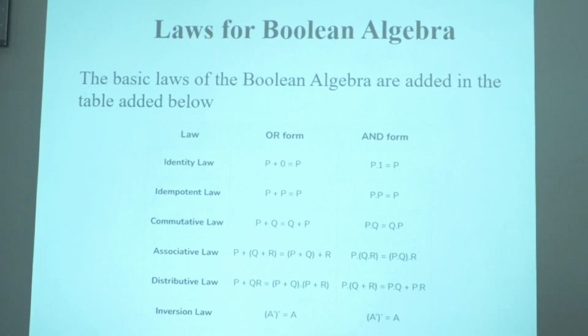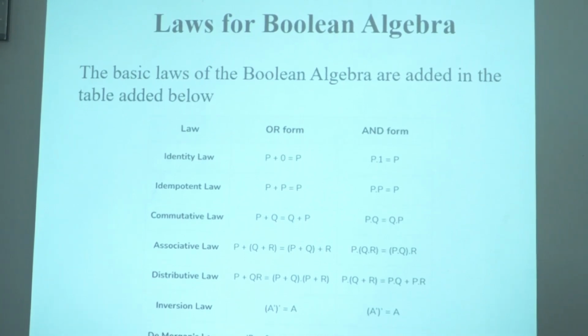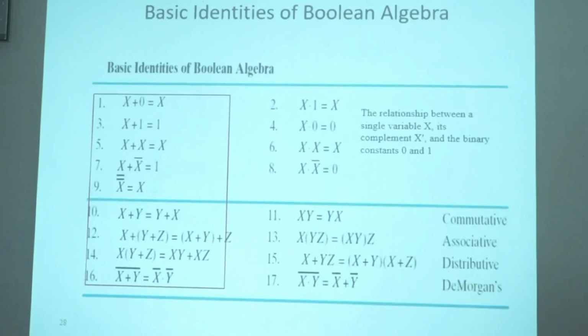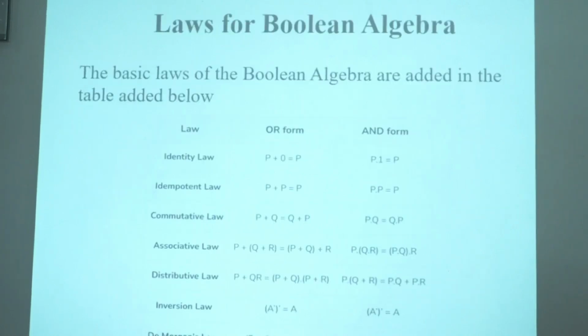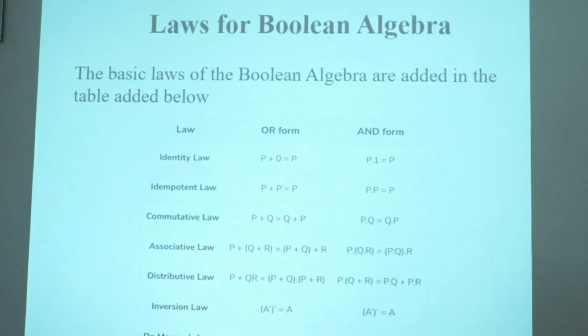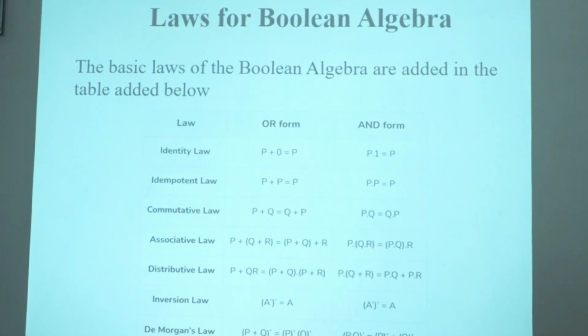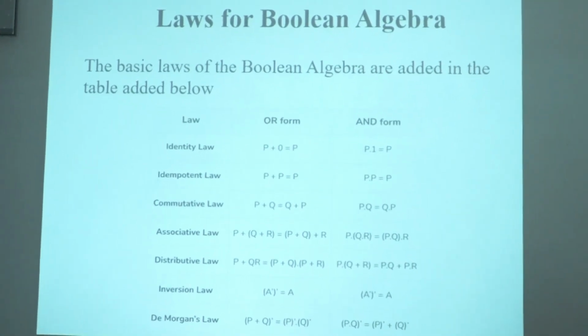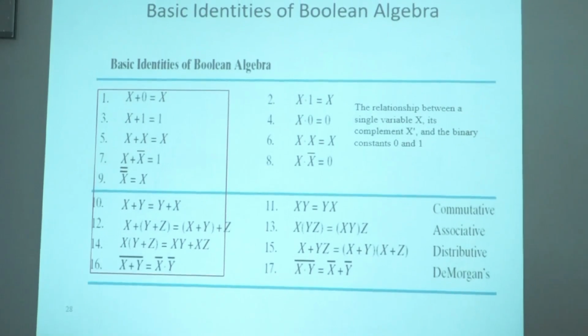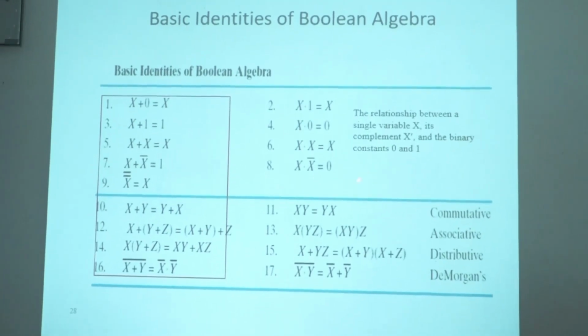Okay, so these are some basic laws of Boolean algebra that I want to focus on today, and we have the first law, which is called the identity law. We are going to discuss all these basic laws of Boolean algebra in two forms: one is the OR form and the other is the AND form. This is your OR form and this is your AND form.